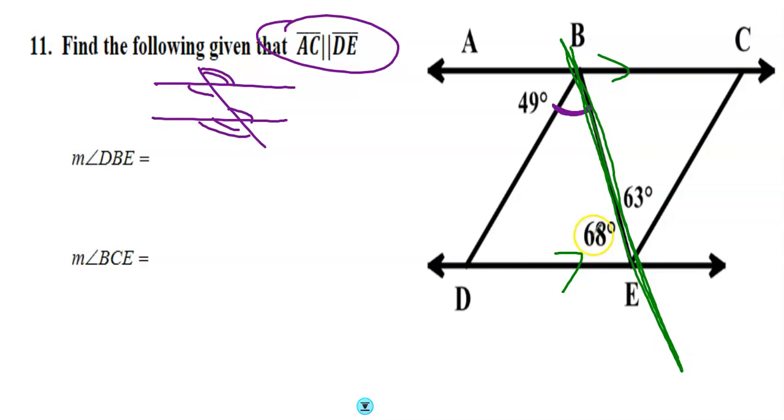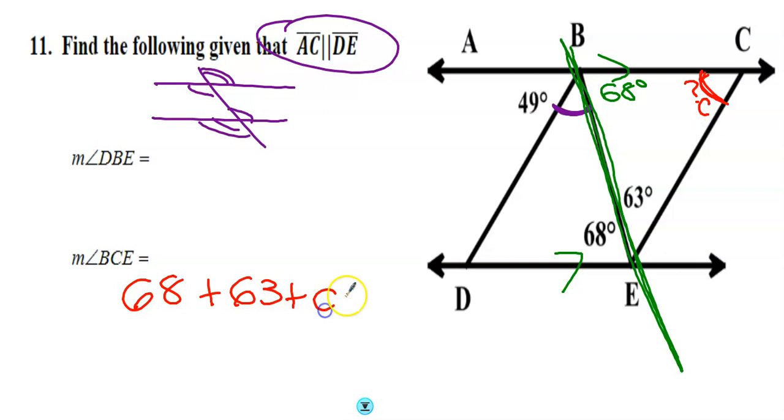So I know if this is 68, this is also 68 degrees because these are alternate interior. Okay, so I know that. So I'm looking for BCE. So I'm looking for this one right here. Well, if this is 68 and that's 63, I can find out what this angle is. Okay, so BCE I can find out. 68 plus 63 plus, let's call this just C, equals 180. So now you can find out what that angle is worth.